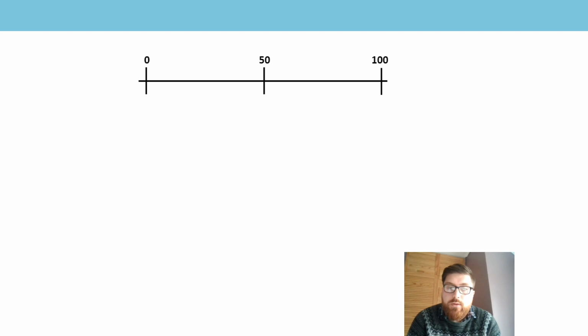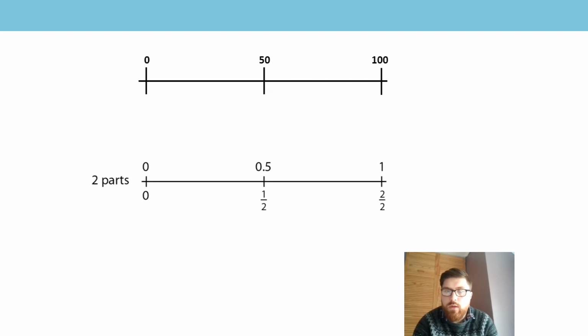Now, I would like you to have a look at this number line. Can you see the 0 and the 50 and the 100? 50 is exactly halfway between the 0 and the 100. It's been divided into two equal parts with that interval halfway.